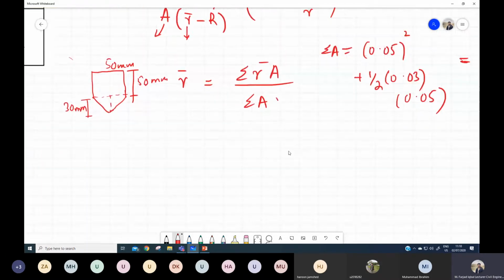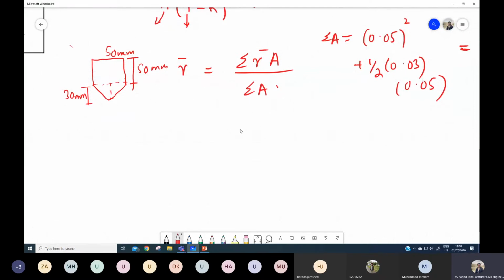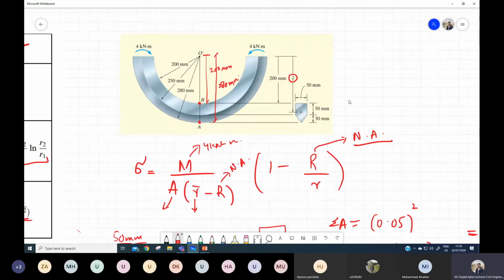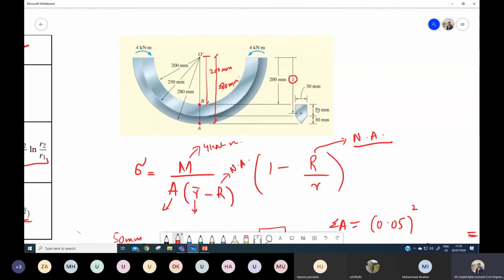Now if I want to calculate this factor with respect to the center of curvature, let's call the rectangle 1 and the triangle 2. So what will be R bar into A? What will be this R bar distance for this rectangular shape with respect to the center of curvature? It will be the distance from the center to the center of this body. So this distance is 200, and up to the center it will be 250.